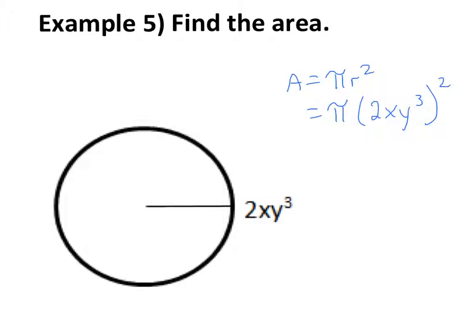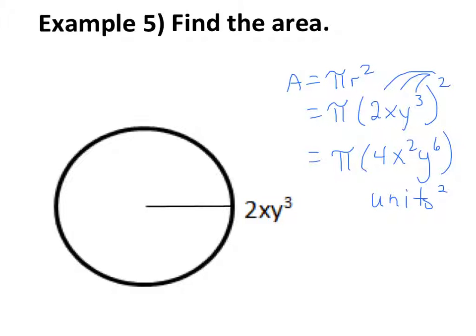All right, so now I'm going to drop that 2 in. So I'm going to leave the pi out front and get 4 x squared y to the 6th. All right, and when we don't know anything, when it's not labeled centimeters or inches, we're going to call it units squared for right now. Okay, so this will be my final answer. Again, leave pi in your problems, and when we drop it in, that's multiplication.